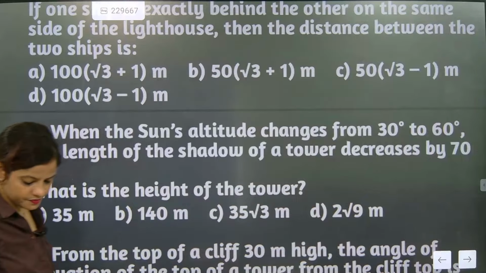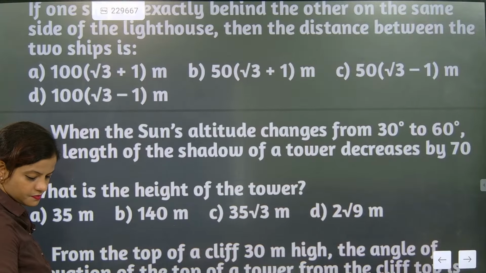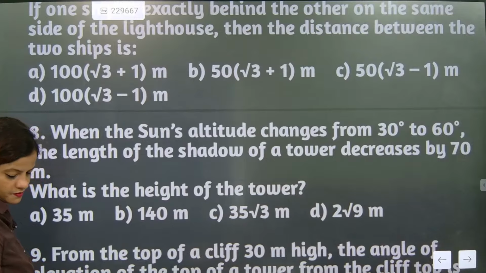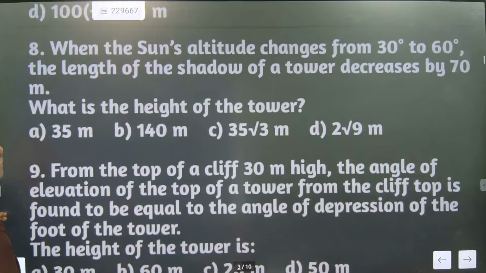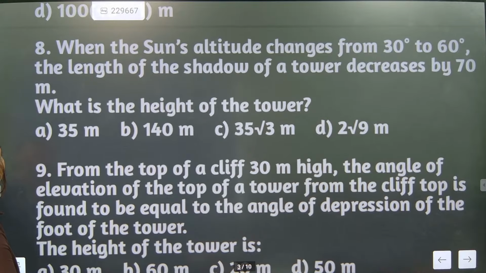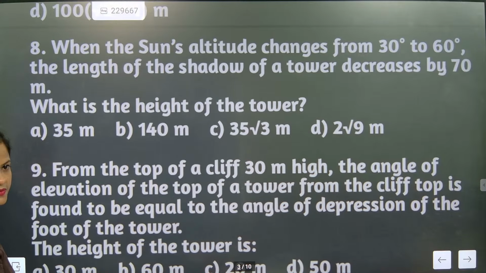Very good. Shall we go with the next one? When the sun altitude changes from 30 to 60 degree, the length of the shadow of the tower decreased by 70 meter. That's a very good question. Everyone, come on, solve this question.